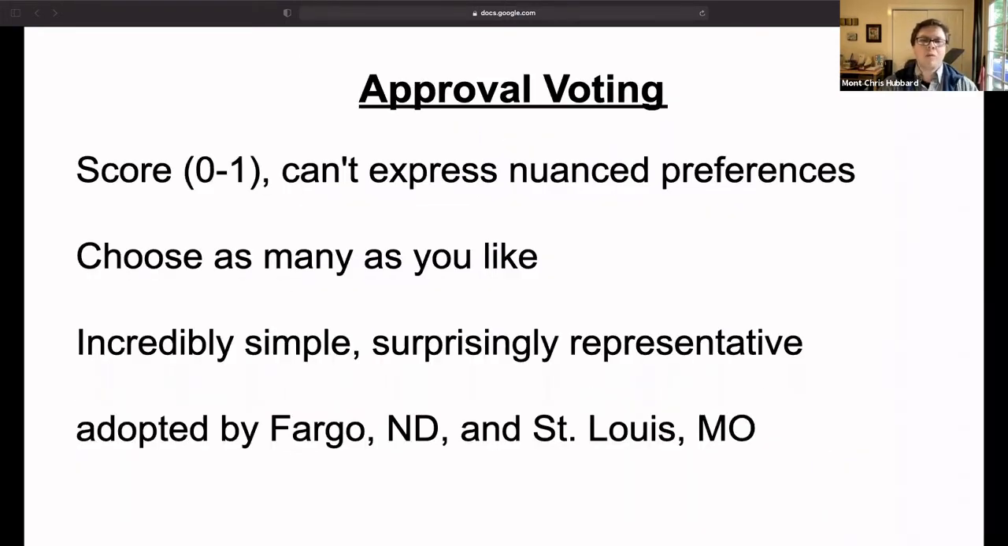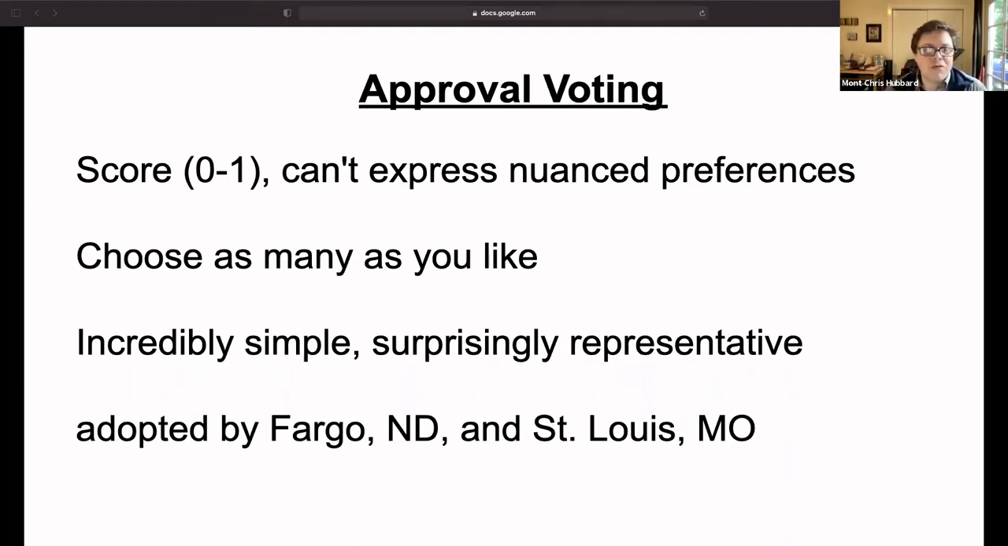Approval voting is a method that is technically a score method. It's just on a range of 0 to 1. You can say yay or nay to any of the candidates. It's incredibly simple. And in fact, it delivers surprisingly representative results. It delivers better results than plurality, better than instant runoff by many measures, better than almost every method. And it's been adopted in recent years by Fargo, North Dakota, and St. Louis, Missouri.